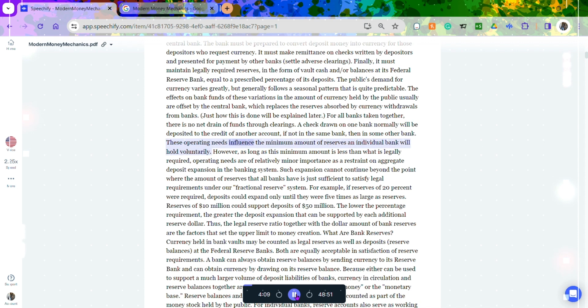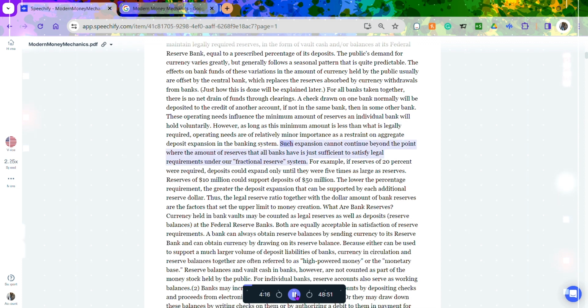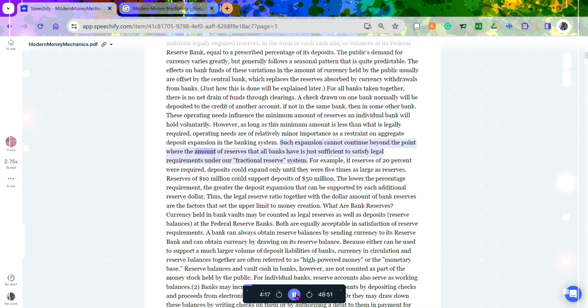These operating needs influence the minimum amount of reserves an individual bank will hold voluntarily. However, as long as this minimum amount is less than what is legally required, operating needs are of relatively minor importance as a restraint on aggregate deposit expansion in the banking system. Such expansion cannot continue beyond the point where the amount of reserves that all banks have is just sufficient to satisfy legal requirements under our fractional reserve system.